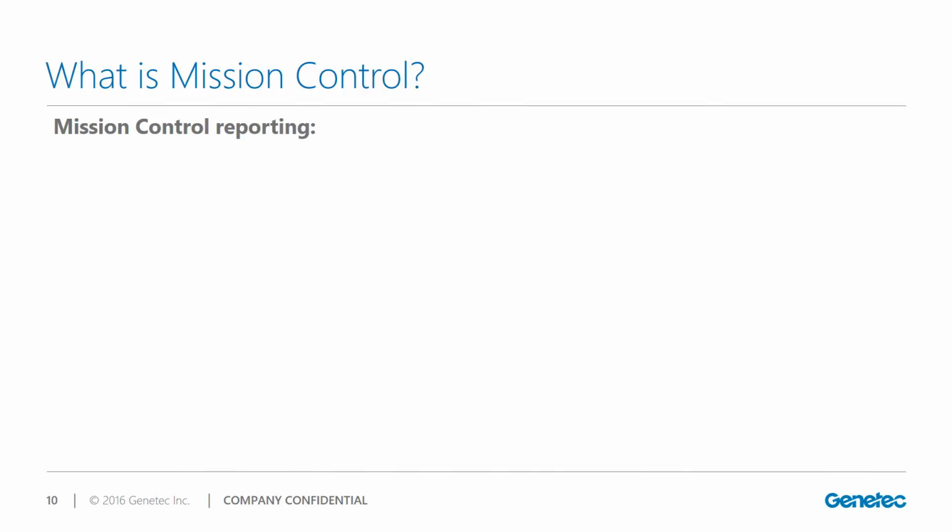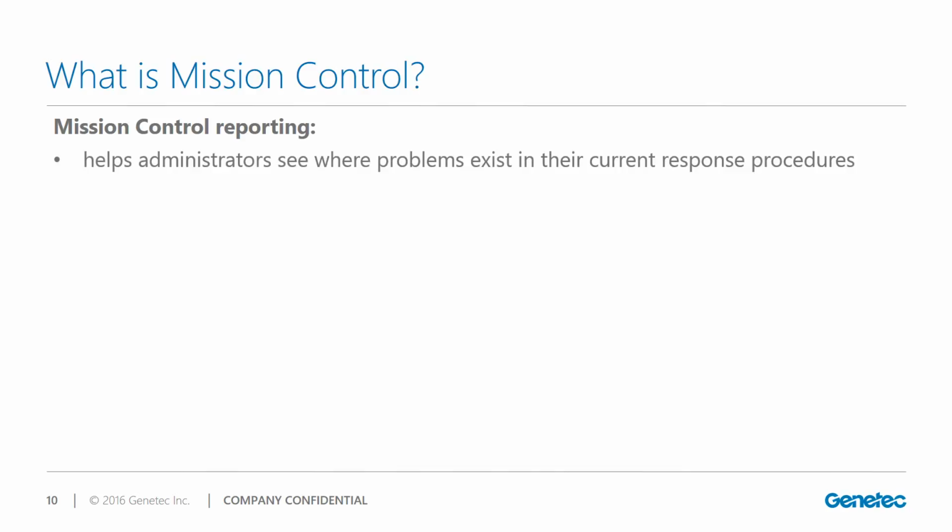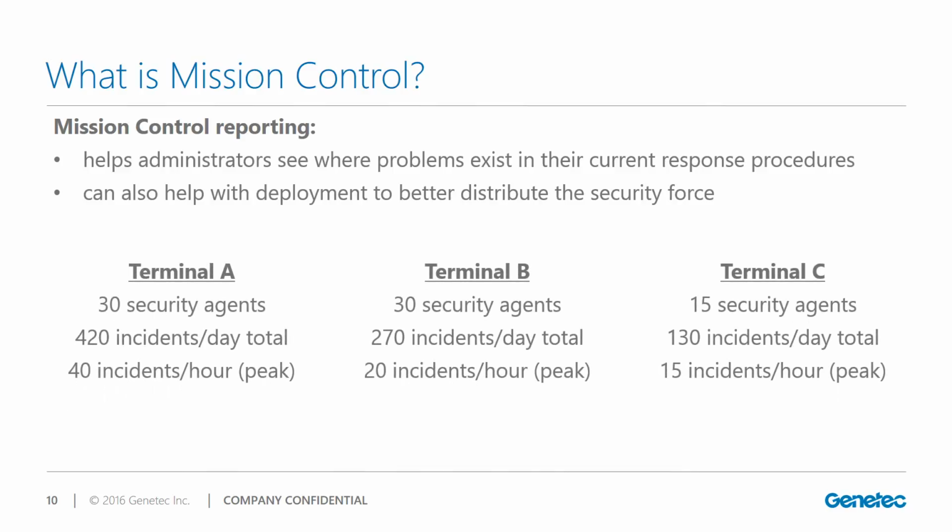Taking a look at the reporting features, Mission Control can also help streamline the efficiency of the security force, helping the administrators see where possible problems or delays may occur in the incident procedures, or even help with deployment. For example, looking at an airport with 3 different terminals that have independent security personnel patrolling in each, we could see that there are not enough people in Terminal A to deal with the daily incidents that typically occur in that terminal. Looking at Terminal B, there are significantly less incidents, but they have the same number of people on security duty.